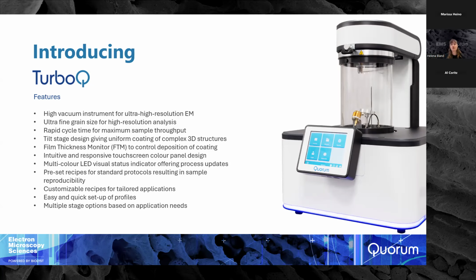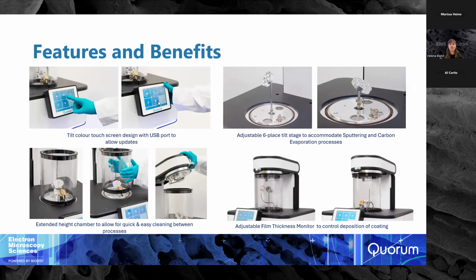So this goes down to 1 × 10⁻⁶. So we can get much more uniform coating. Because it's turbo pumped, it means that we have access to coat with oxidizing materials such as chromium. And it is also optimized for carbon rod evaporation, which is what we want to use for our high magnification carbon coating.